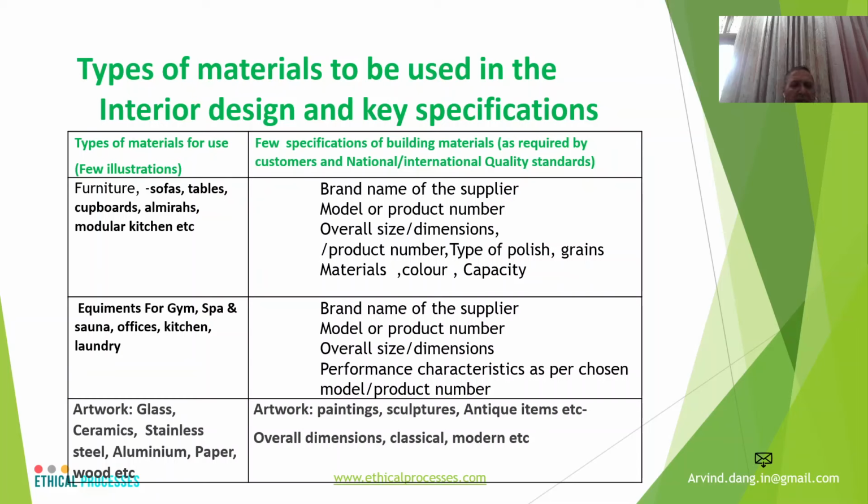And then the artwork, which is the last one in my presentation in terms of the type of materials. Here the artwork can be made out of ceramics or stainless steel or aluminum or paper, etc. And for example the paintings, the sculpture, the antique items, etc. Here not much in terms of specification qualities needs to be prescribed, but overall dimensions and overall looks, appearances, aesthetics, they are very important.